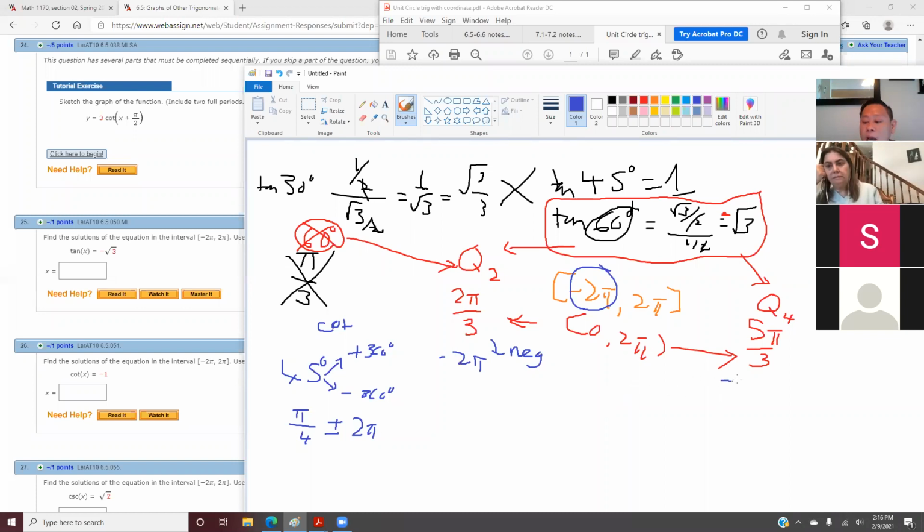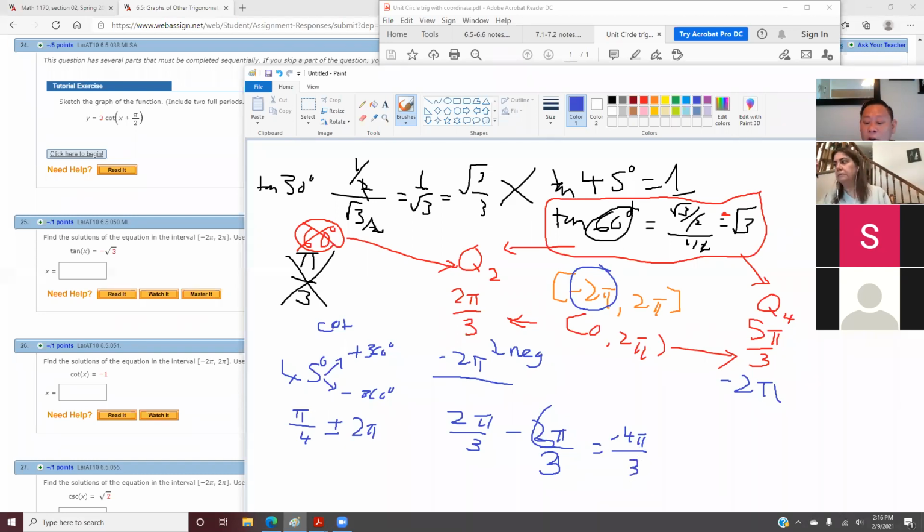Can someone tell me what happens when you take 2 pi over 3 subtract 2 pi? You guys know how to do this? You change it to... This is over 1, right? Yeah, and then you change it to 6 pi over 3. Yep, very good. This is 6 pi over 3. So what is that going to be? Negative 4 pi over 3.